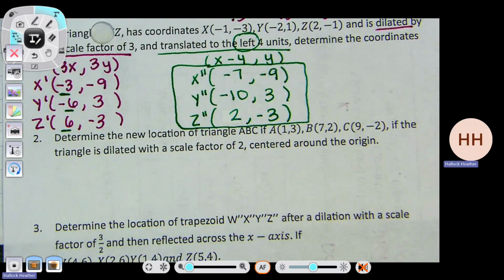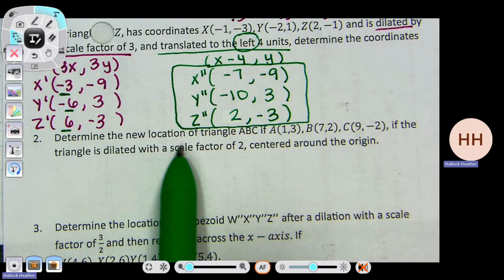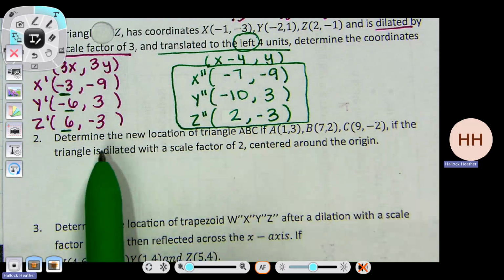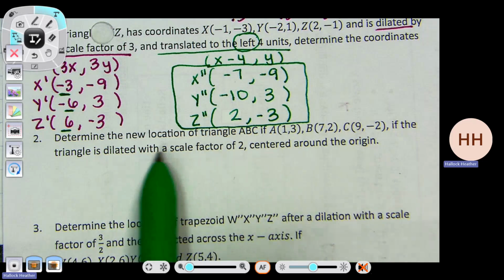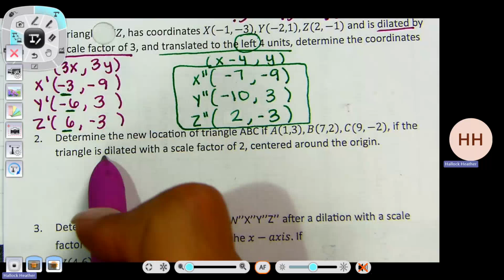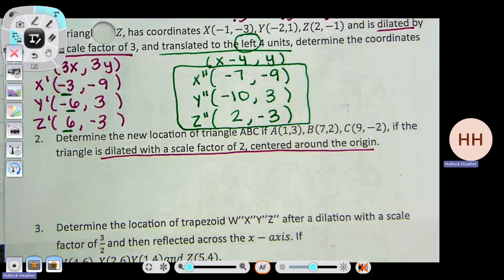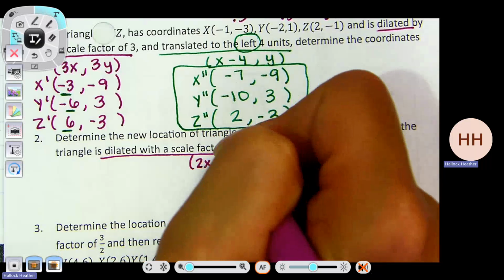It just means it's going around the origin. So it's usually always going to say centered around the origin. The only time it's not is if it's a rotation. So the rules are the same. Number 2 says determine the new location of ABC if the triangle is dilated with a scale factor of 2 centered around the origin. We're not spinning or anything. Dilations are always centered around the origin. So for this, I am multiplying by 2. So the rule is 2x, 2y. That's all you have to do for this one.